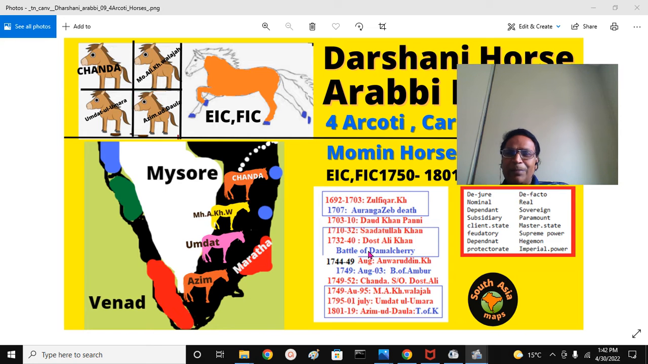a battle of Damalcheri by Marathas, who took his son-in-law to Pune, imprisoned him. And Dupleix got him out of the prison by bribing the Marathas, used his son-in-law Chanda Saheb as a nominee for the Arcot throne and won it. That is the first horse controlled by French East India Company, that is Dupleix, Francois Dupleix. Later, he was against him, British supported Muhammad Ali Khan, Wallajah.